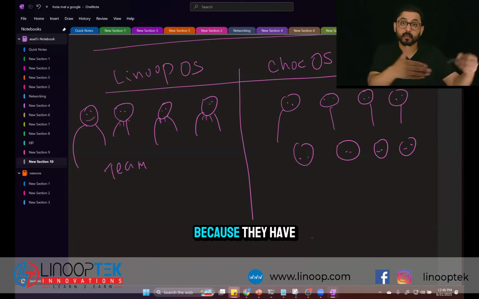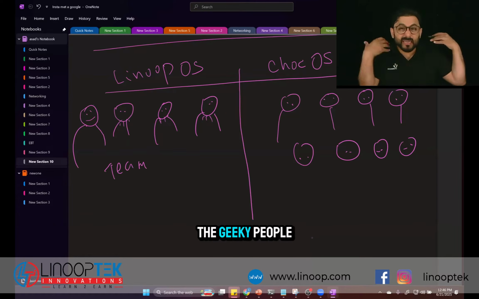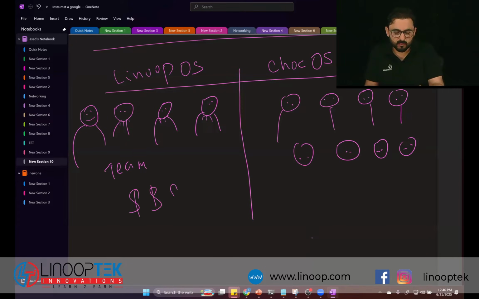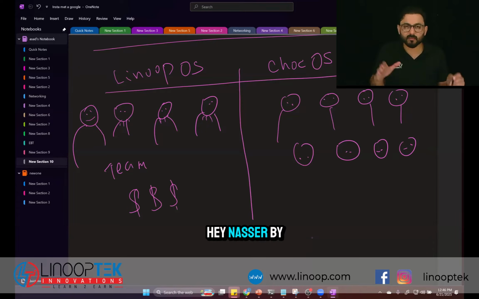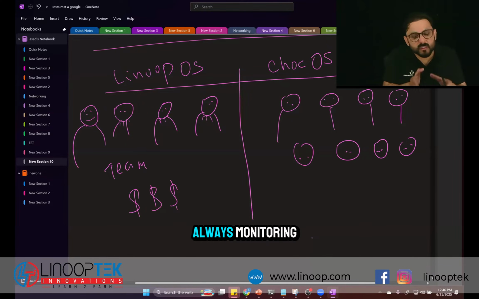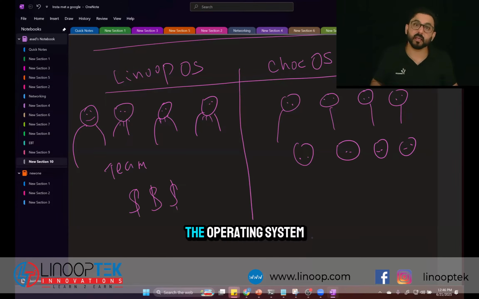CentOS. Because they have motivated, geeky people that really want to make a difference. These people, they're all money hungry. They can only do so much. Hey, Nasser Bhai and Shah Bhai, excuse me for doing this, but they can only do so much. So therefore, now there is a whole community which is basically always monitoring the health of the operating system.